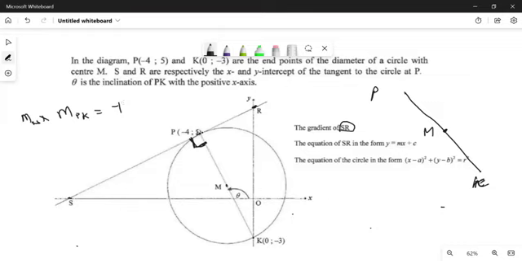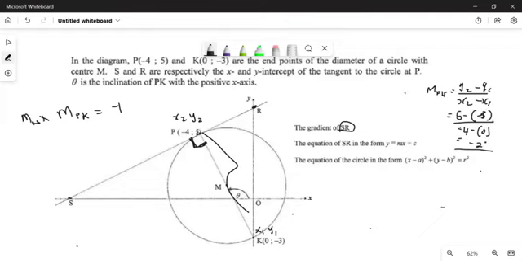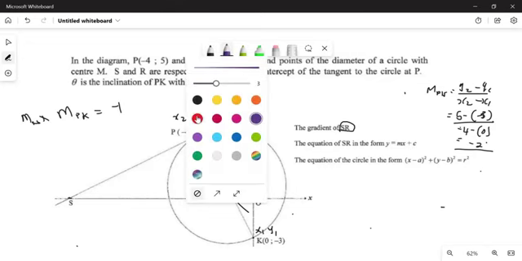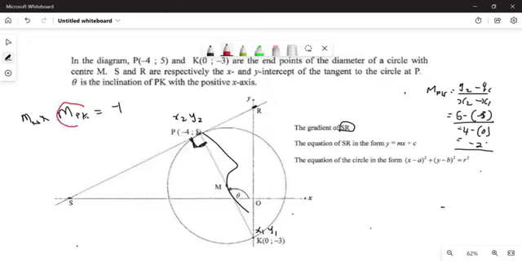Now look at this. I know the coordinates of P. I also know the coordinates of K. Of PK, this is what we get: -2. Then we'll substitute here, because now we know what is the m of PK. We have m of RS multiplied by m of PK. We know what is m of PK, so we multiply m of RS with -2, which is going to be -1.